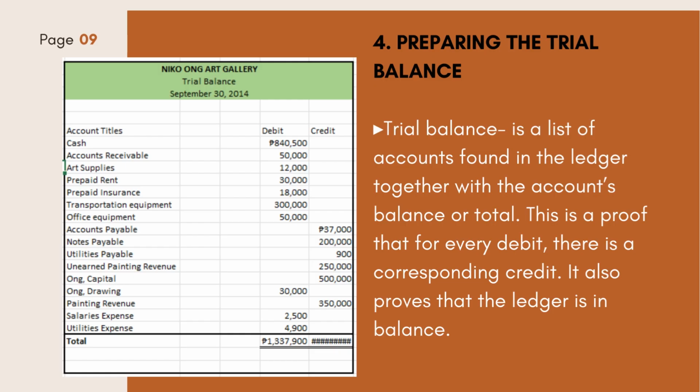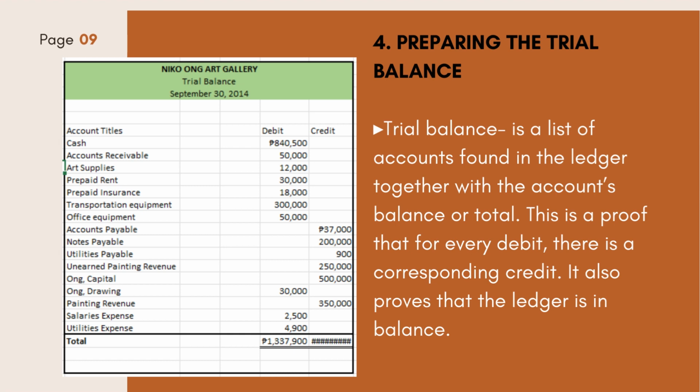Next is preparing the trial balance. The trial balance is a list of accounts found in the ledger together with the account balance or total. This is proof that for every debit there is a corresponding credit. It also proves that the ledger is in balance. Here, dapat balancing siya.